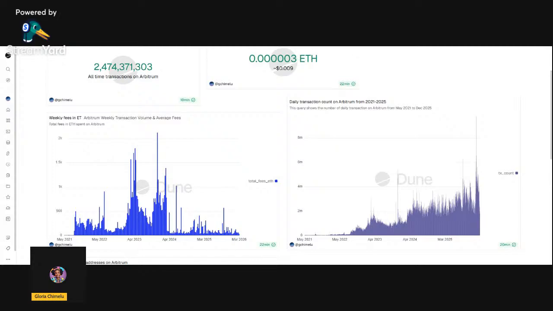Arbitrum is going to 6 years now. And if you are seeing consistent daily transaction count, that means they're doing something right.